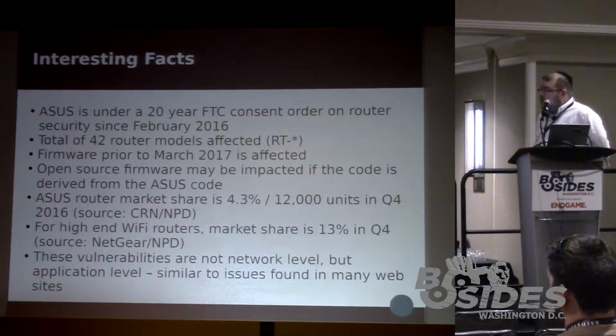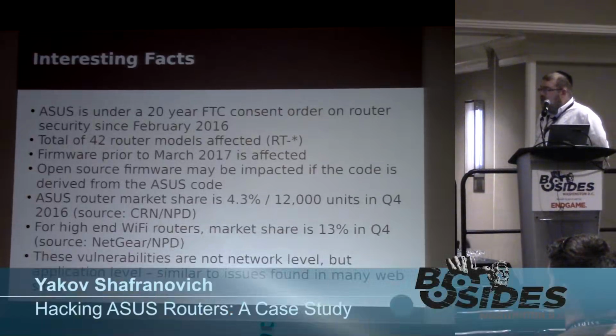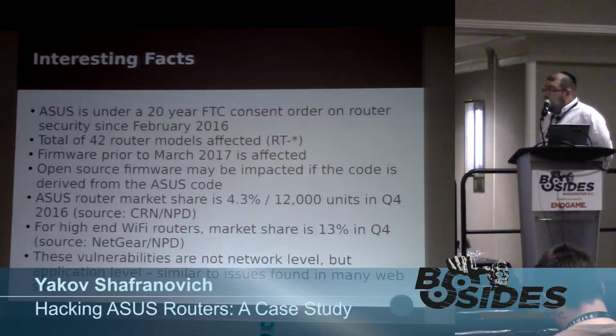There's 42 models, everything that's RT dash. Since I wrote the slide, I think the number crept up a little bit because some of the routers, RT is the retail model. There's also the 4G models. There's a couple of other variations. Everything prior to 2017 is affected. There's at least 2 open source projects that derive from the ASUS firmware. I think one is the ASUS WRT, one is the Merlin project. If they copy code from ASUS, and ASUS is very good about GPL disclosure, then they are probably affected. I did not test them.